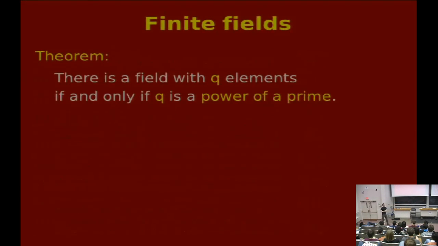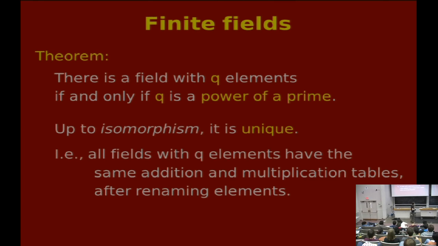This is a theorem. This theorem is very hard. I mean, you would prove this in like a senior level algebra class. For a finite number q, there's a field with q elements if and only if q is a power of a prime. Okay, so if q is a prime, we know it. I mean, there's the integers mod q. Otherwise, it's hard. Furthermore, it's unique. For each q that's a power of a prime, there's essentially only one field with q things.